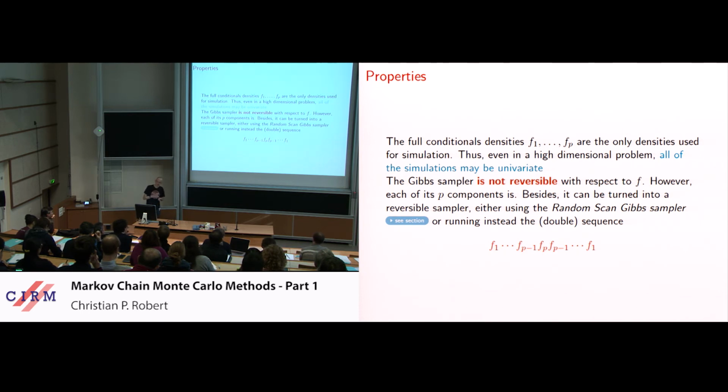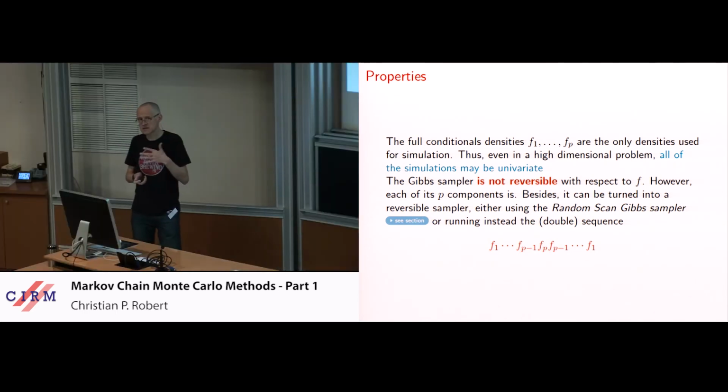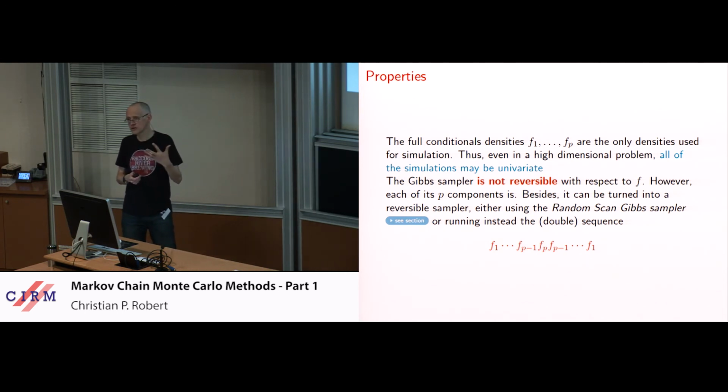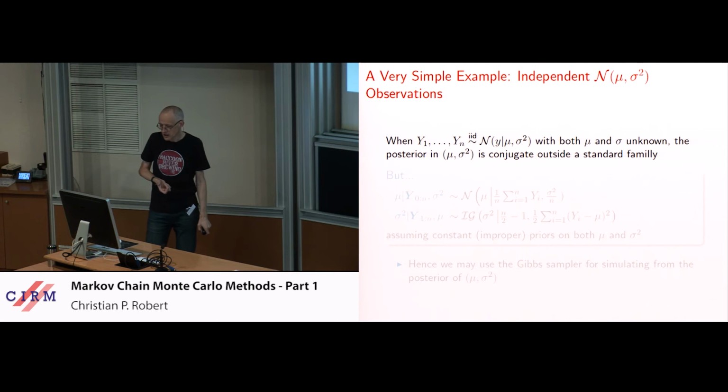The chain is not reversible, so the order in which you explore the vector has an impact on the convergence properties, which means that it's better to do it randomly, so that the order doesn't impact the performance. You get the best performance by doing it at random. Doing the double sequence is not that great, so I wouldn't advise it.